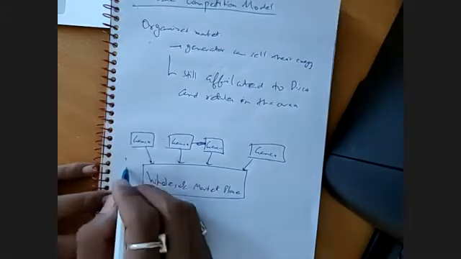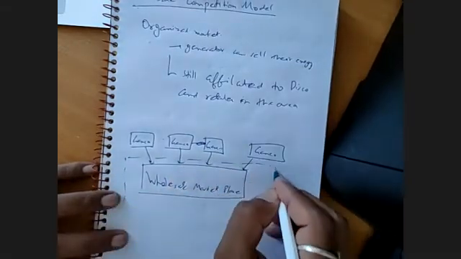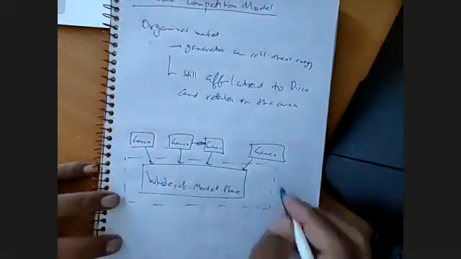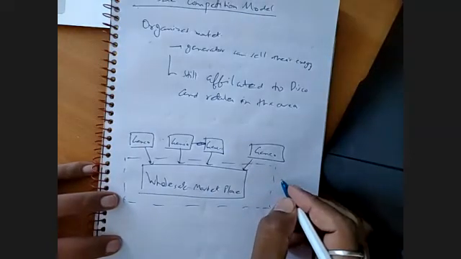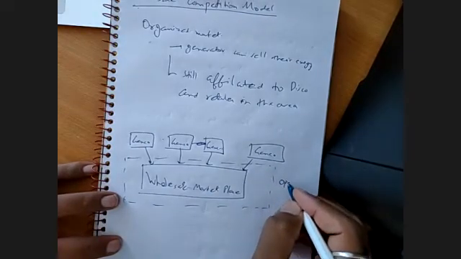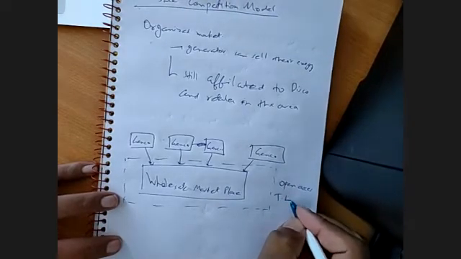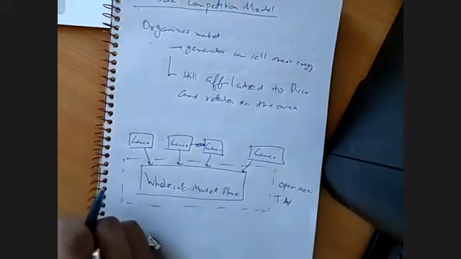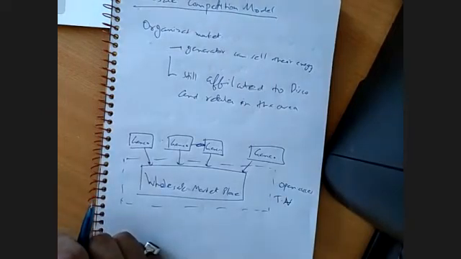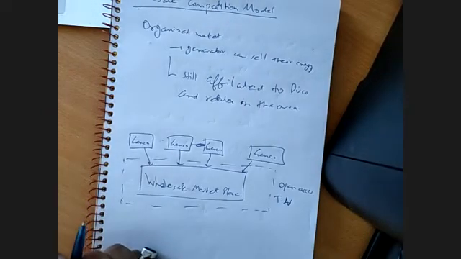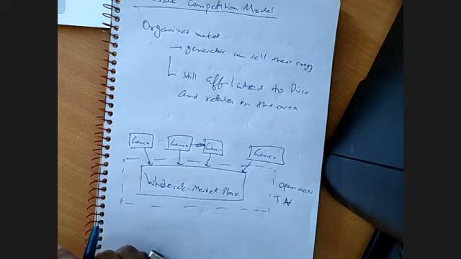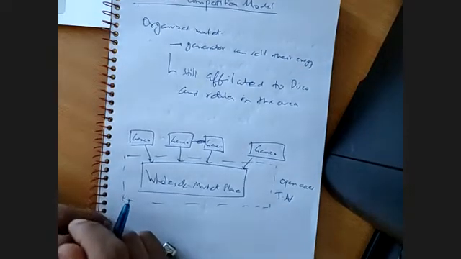And then we have an open access transmission network. Open access transmission network means all the transmission network is available to all the companies which are participating in the wholesale market.